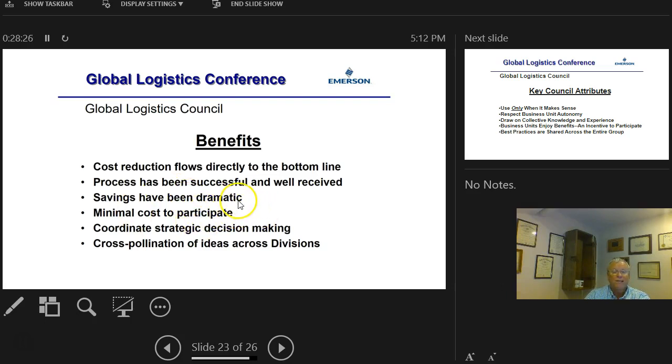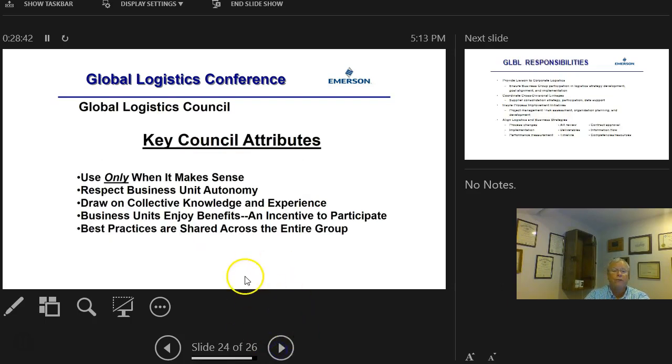There were dramatic savings as a result of that. Very little to participate, but a little bit of ownership. And that was tough. That was tough. And we were able to identify some people we didn't know about. And that was very beneficial. And some of those folks are still there.